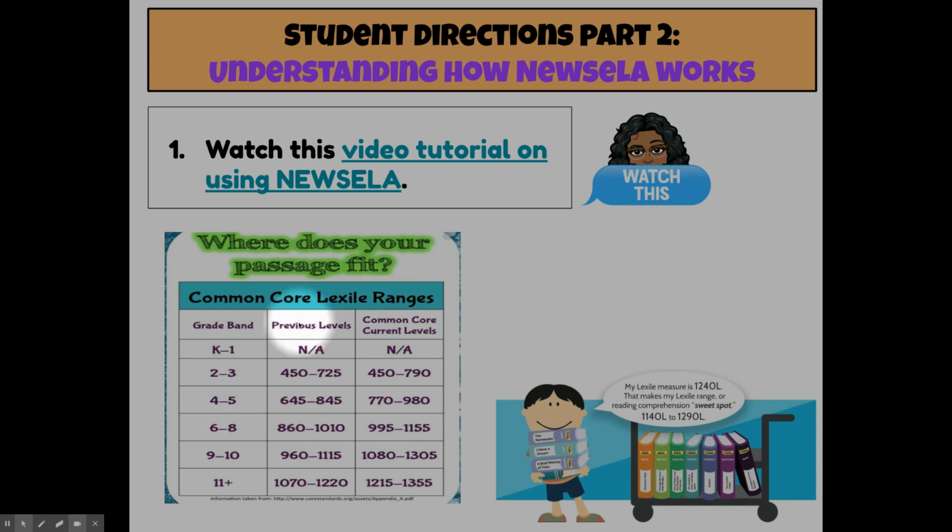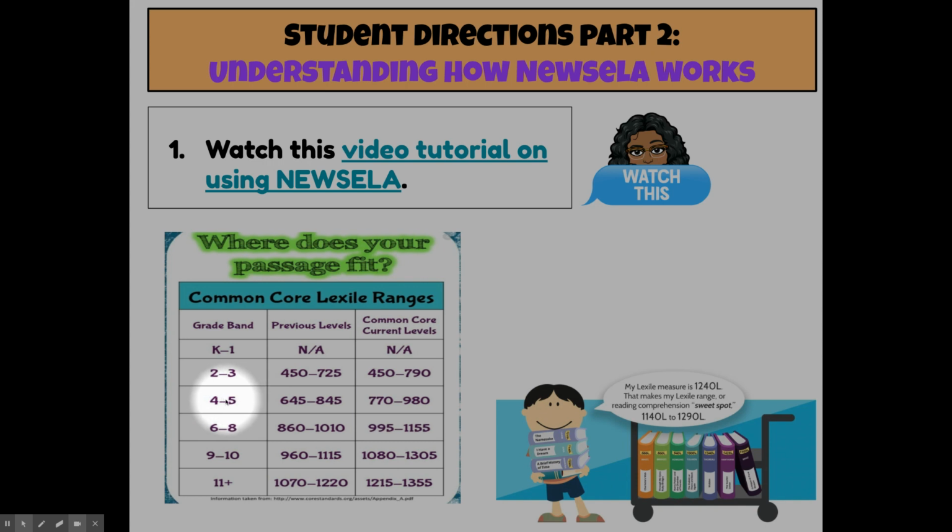So you can ignore this middle part that says previous Lexiles. This was before Common Core came into play. So I want you to really focus on this right here and this right here. So for example, if I was in fifth grade and I was reading an article with a Lexile of, let's say, 785, that would be right in here. And it would be the beginning of the fourth and fifth grade band.